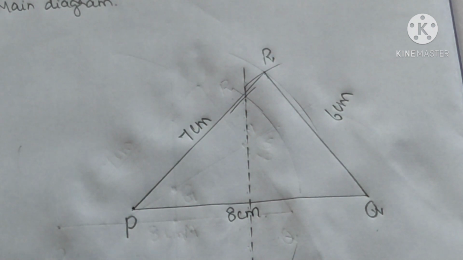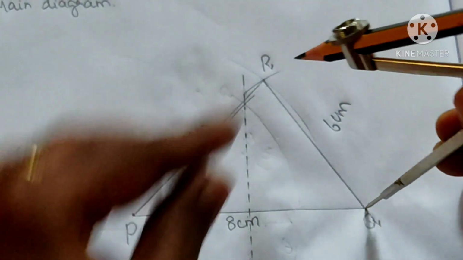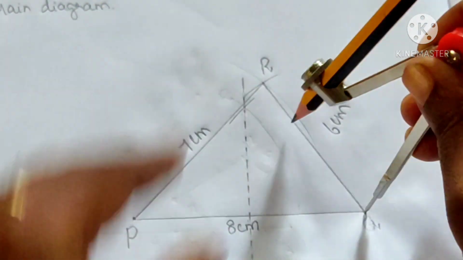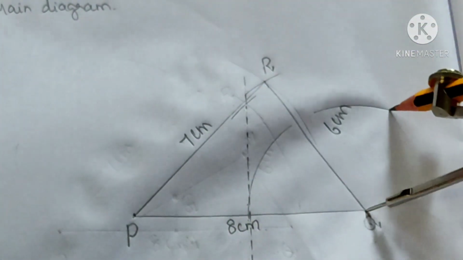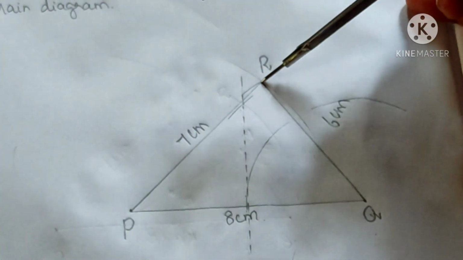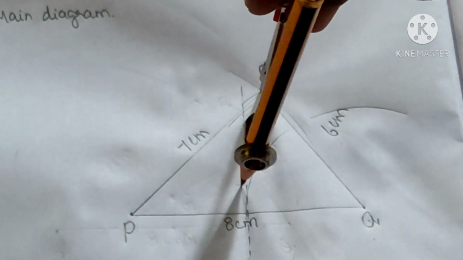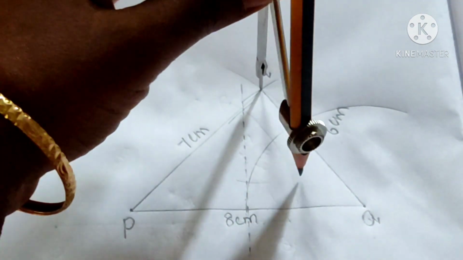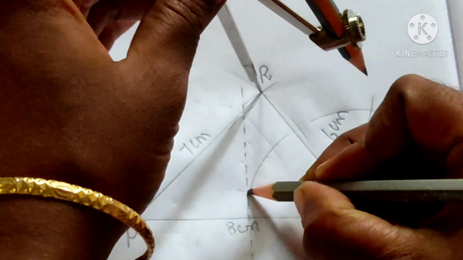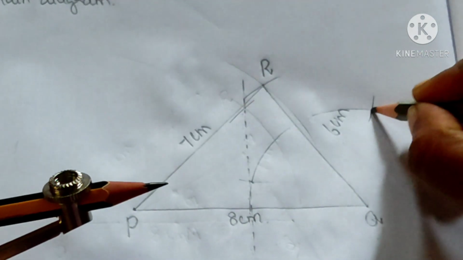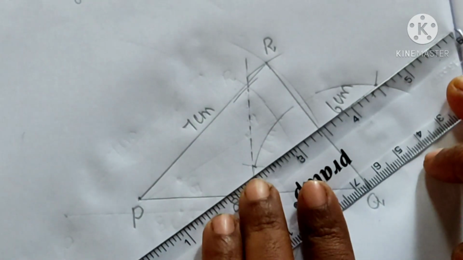Next you draw one more perpendicular bisector using QR. Here also you take more than half. Draw arcs above and below. Then R as the center. You don't change the measure. Again draw arcs. So the arcs are intersecting at the point. You note the point and draw the line using a dotted line.